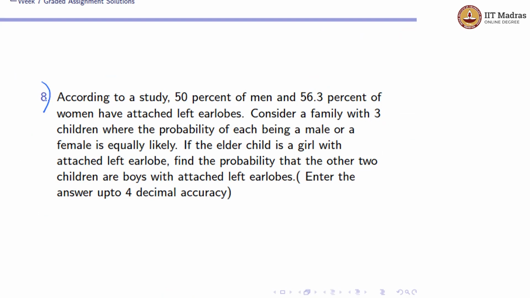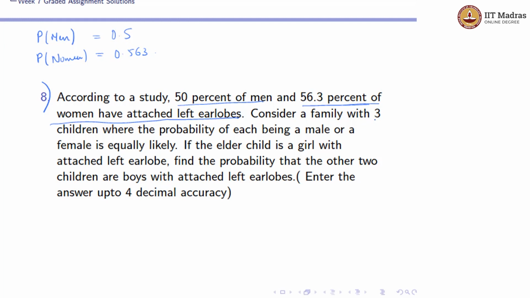Question number 8. According to a study, 50% of men and 56.3% of women have attached left earlobes. So the probability of men having attached left earlobes is going to be 0.5, and the probability that a person will have attached left earlobes if it is a woman is 0.563.